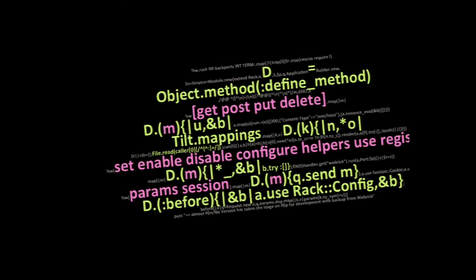And yeah, the whole set, enable, disable, configure, helpers, use, register is all more or less fake. It just tries to send that to the rec builder object, or no, actually it's all fake, but that doesn't matter because usually you don't notice that. And yeah, that's one of the principles.